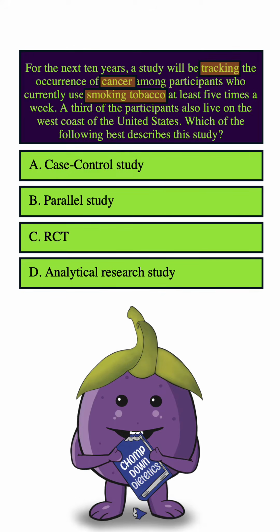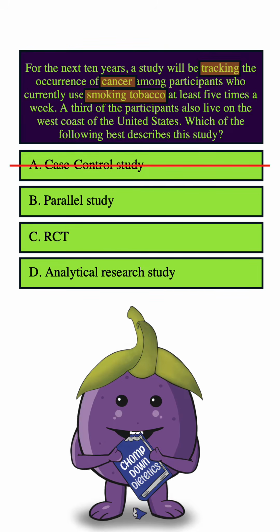Case control studies begin with the disease and then work retrospectively to look at risk factor exposures. In this question, that's not happening. All it says is that we got people who use smoking tobacco and we're going to track them to see if they develop cancer. So it's moving in the forward direction. That eliminates case control because that goes in the backwards direction.